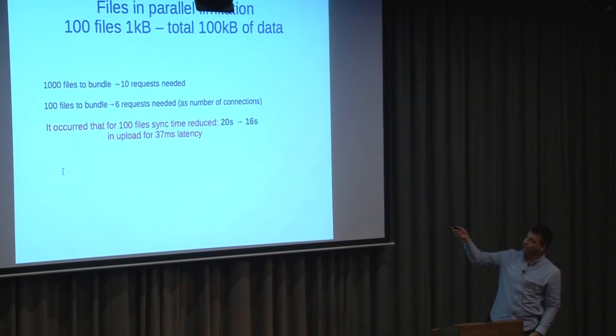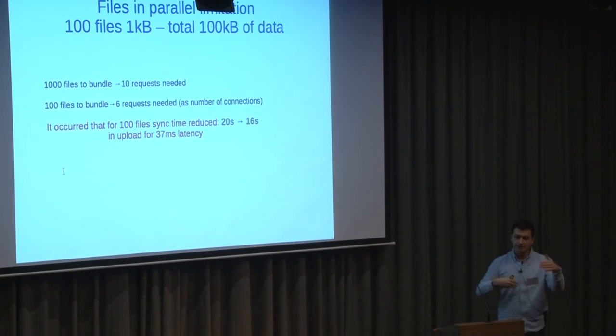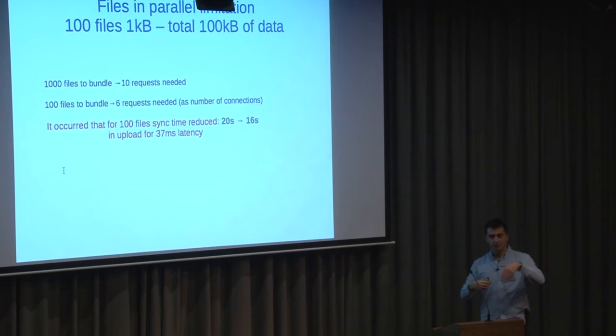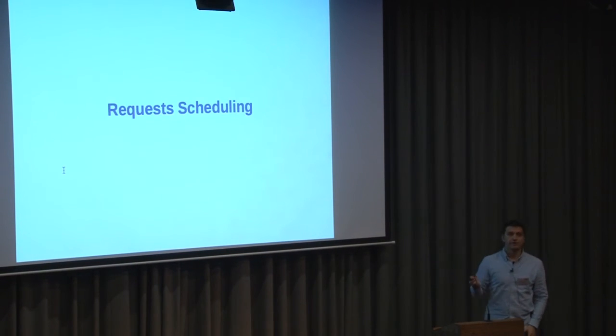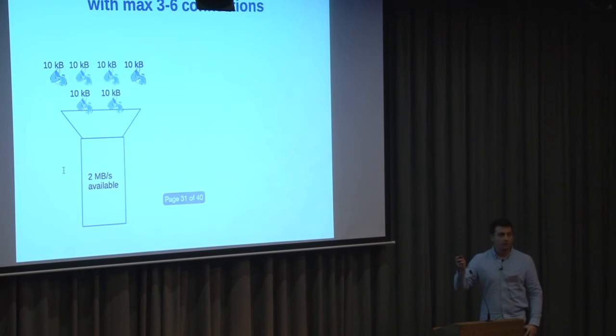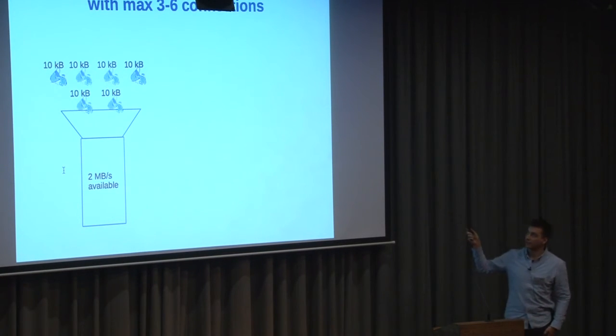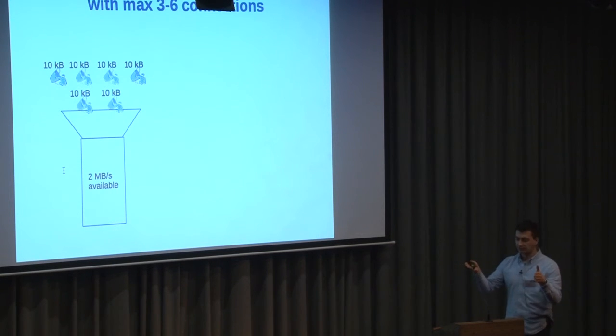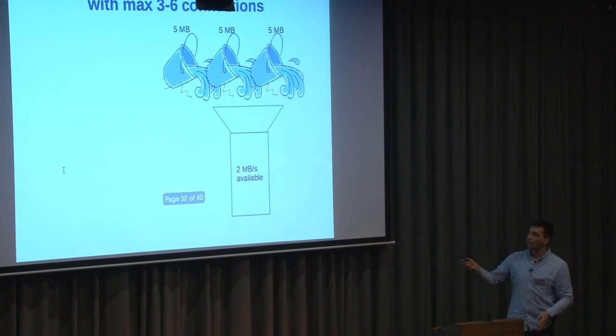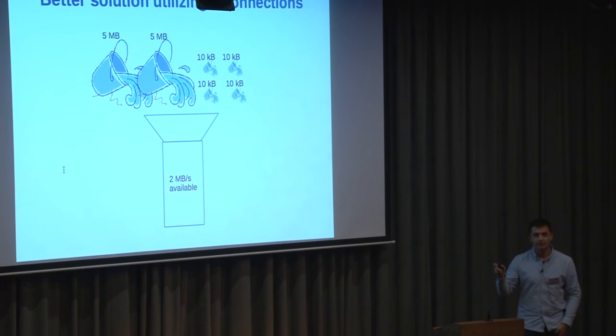In case of 1,000, normally you will send 100 files one by one. The other thing is request scheduling. Most of us know the wide and narrow pipe problem with max 3 and 6 connections. If you have a limited number of requests which you can process in parallel, and limited bandwidth, then for a small number of smaller files, we underutilize the bandwidth. On the other hand, if we have bigger files and a small pipe, we cannot pipe more than we have.